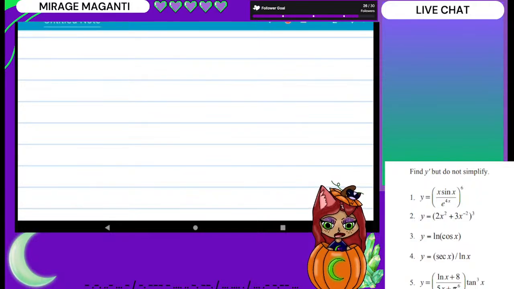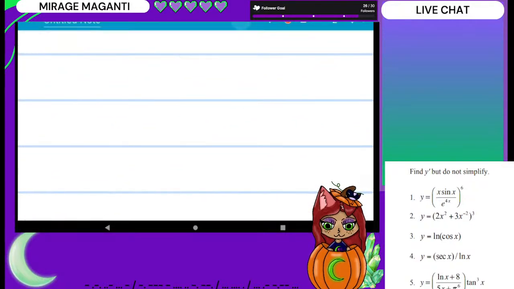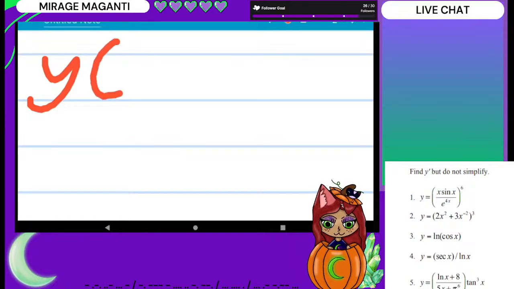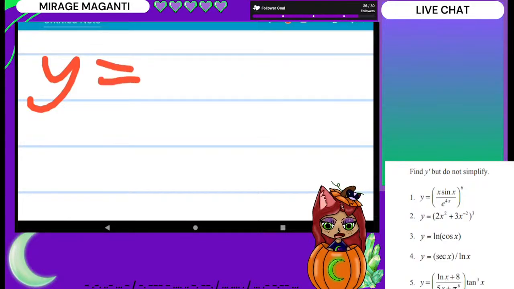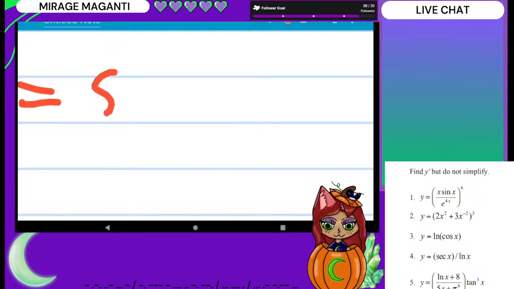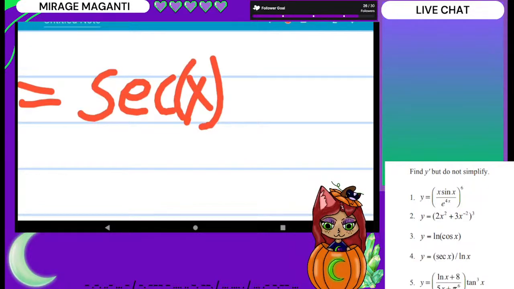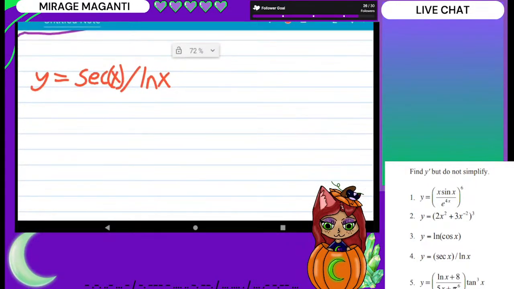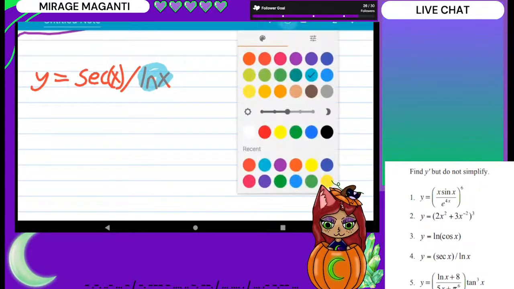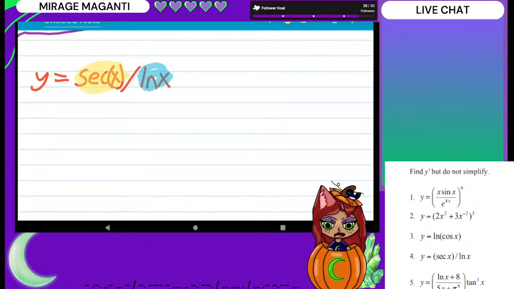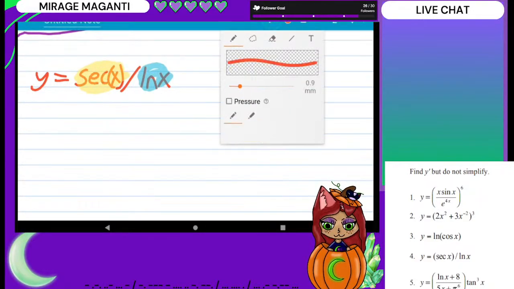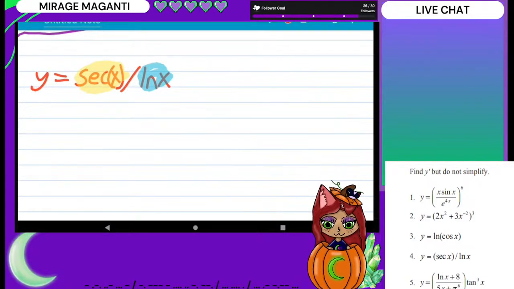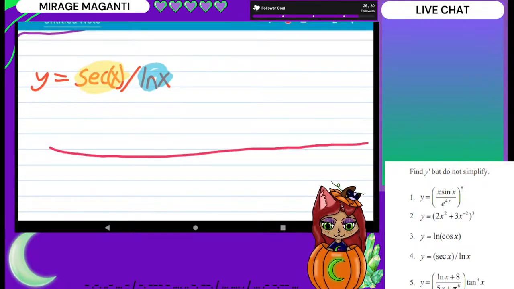Okay. 4. Y equals secant x divided by ln x. And so we have 2 functions here, and so this is quotient rule, fairly straightforward. Quotient rule, we're gonna want to grab this, and we're gonna go.